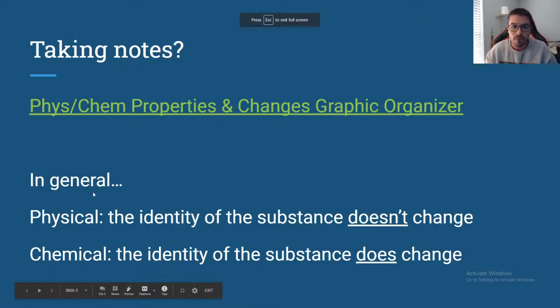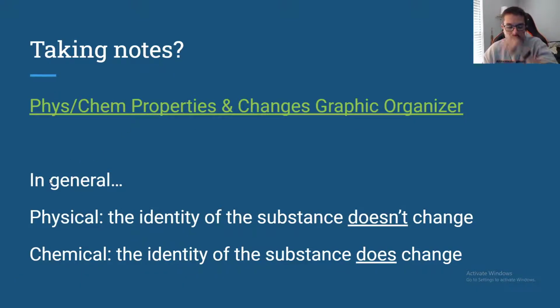Okay, so in the first couple of boxes in that graphic organizer, there's something I want you to write down, which is true about physical and chemical properties and changes in general, okay? So in general, physical properties and physical changes, in both of those situations, the identity of the substance doesn't change, okay? And in the case of properties, whenever we're talking about a physical property, we're not talking about how the substance can change.